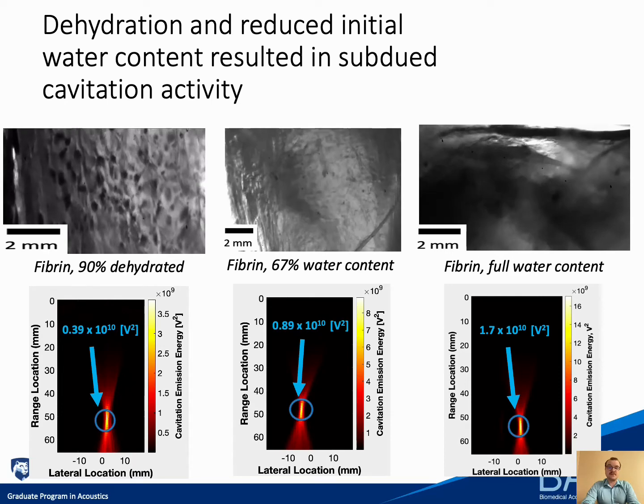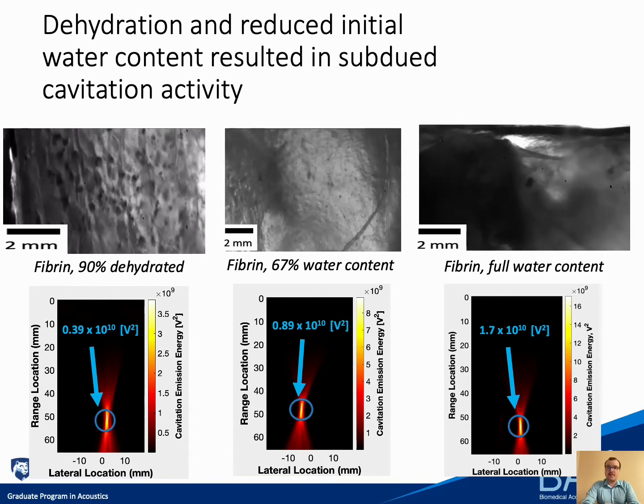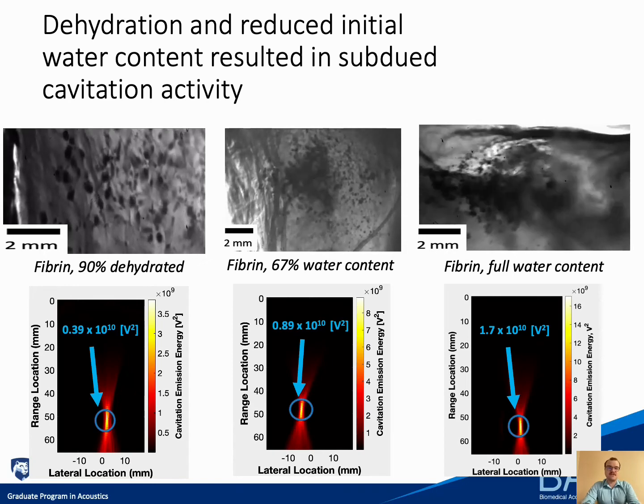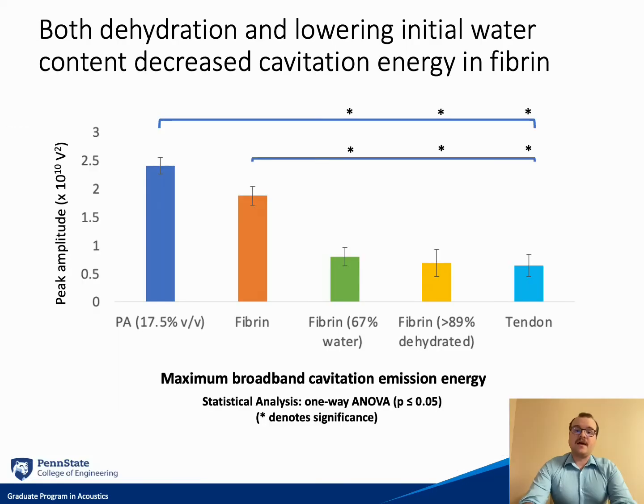Additionally, we see that the reduction of water content slightly reduces that violent cavitation activity and also reduces the peak cavitation emission energy by a little bit less than dehydration, by about 50% compared to these standard fibrin formulations. When we take a look at the statistical analysis, we see that standard fibrin formulations, while not significantly less, do demonstrate less cavitation activity or energy than polyacrylamide. However, dehydrated fibrin, as well as fibrin formed with less initial water content, were significantly less than both gels and very similar to that of tendon.